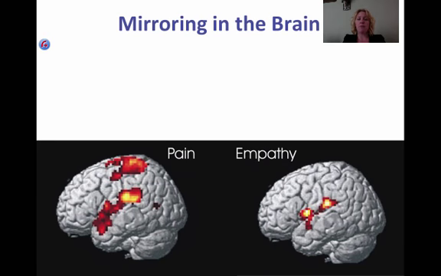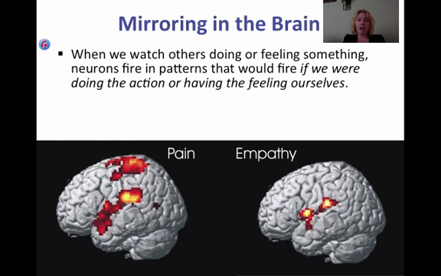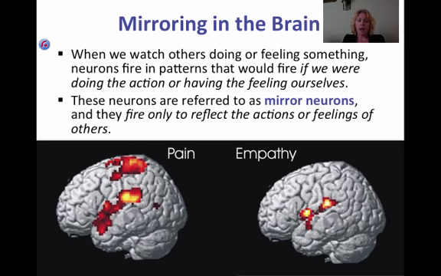Now, in terms of biology, we do know that there are mirror neurons in our brain, and we do a lot of mirroring in our brain. When we watch others doing or feeling something, neurons fire in patterns that would fire if we were doing the action or having the feelings ourselves. So we know these mirror neurons really are an active part of our emotional being. These neurons only fire to reflect the actions or feelings of others. So mirror neurons only fire when we're watching.